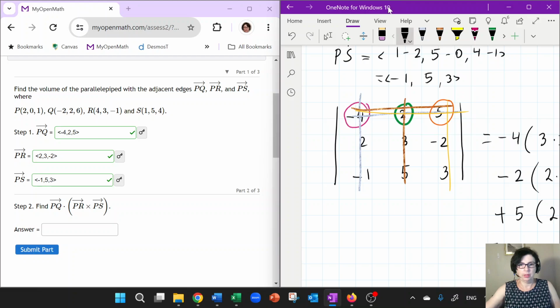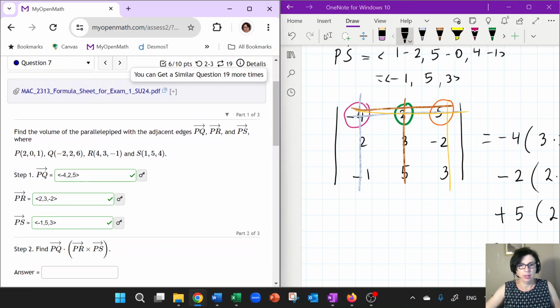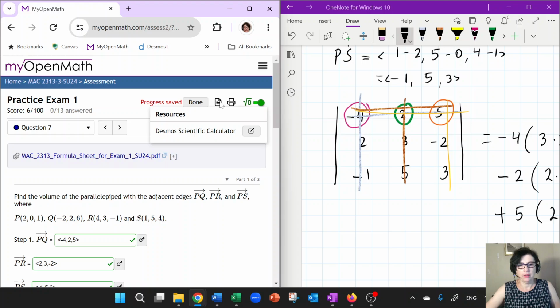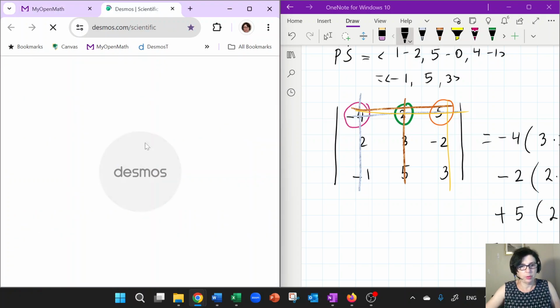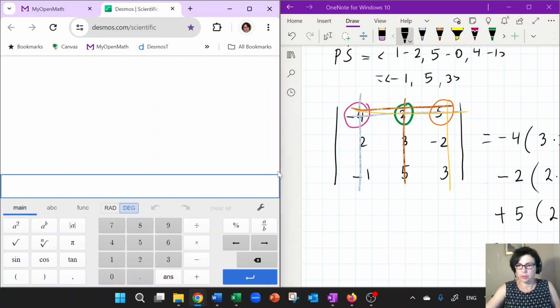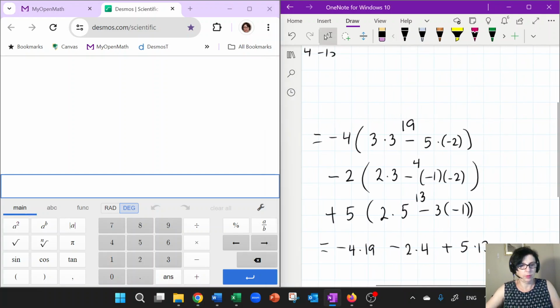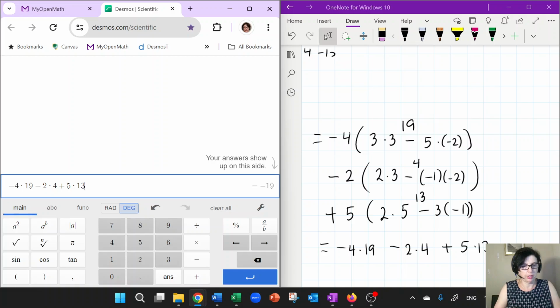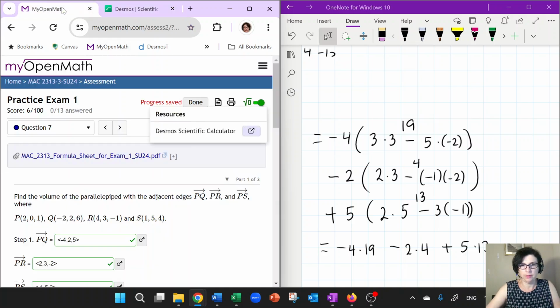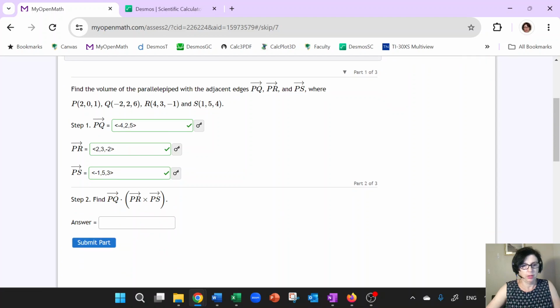All right, let's see if we can do that. So I definitely need a calculator here. It only allows me to open it in another tab. Well, that's okay because I'm having it next to my work. On a test you will be able to just open it in a sidebar and your work is going to be on paper. Okay, so I got -19 for the triple product.